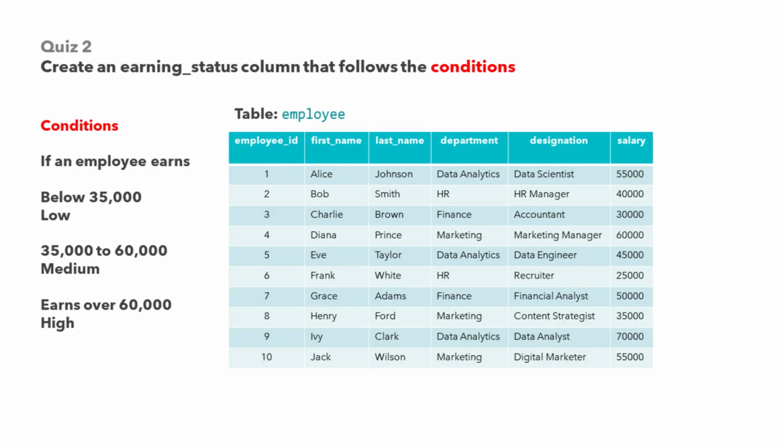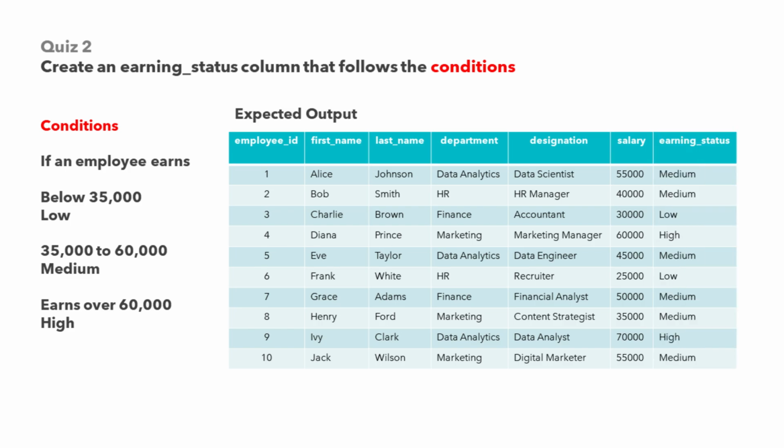Quiz 2. Create an earnings status column that follows the conditions. If an employee earns below 35,000, we write as low. If it is between 35,000 and 60,000, we write as medium. And if any employee earns more than 60,000, we write as high. Let's see the expected output. As we can see, we have to create an additional column called earnings status.